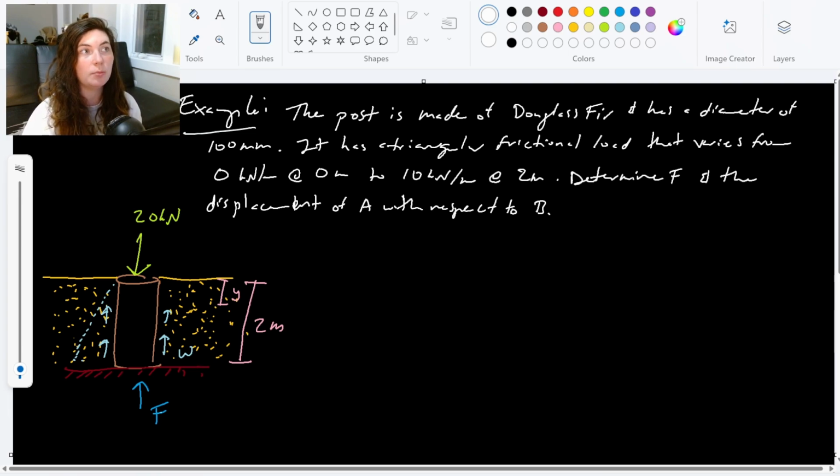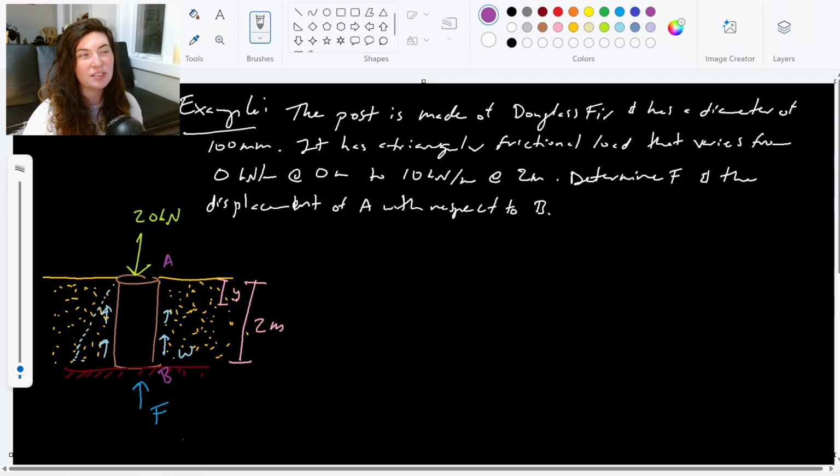They want us to determine this force F and the displacement of A with respect to B, which I realize I did not write on here, but our point A is at the top here, and then the point B is just at the bottom of the log. So two things we're finding, F and the displacement.